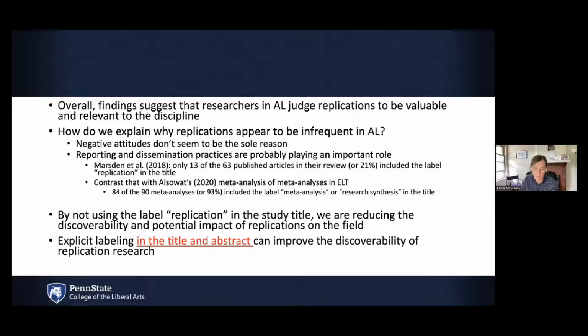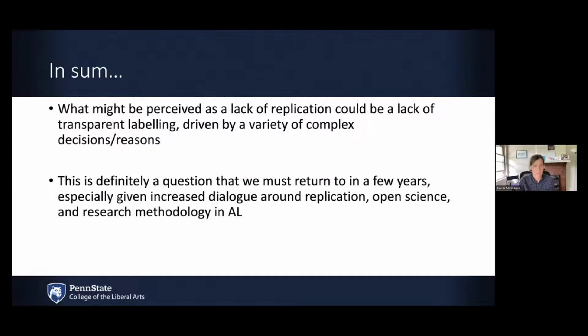And I think this might help us understand why replications appear infrequent. Is it that they're infrequent, or is it that they're just not being highlighted or indicated as being replication studies, right? So it seems that what we might be perceiving as a lack of replication could be a lack of transparent labeling.